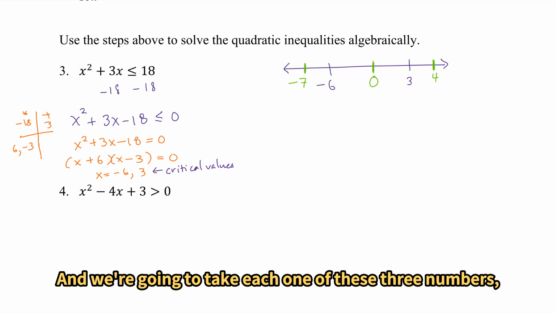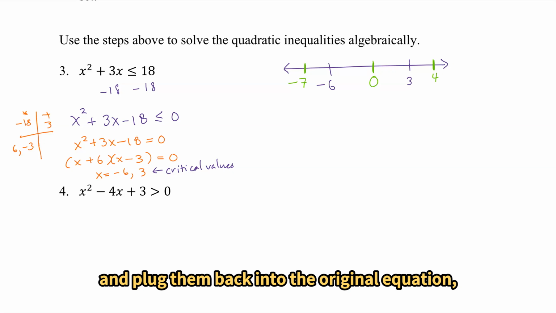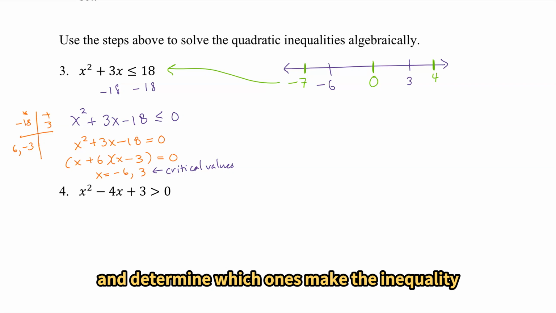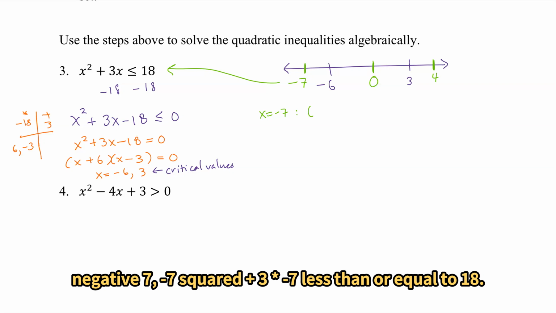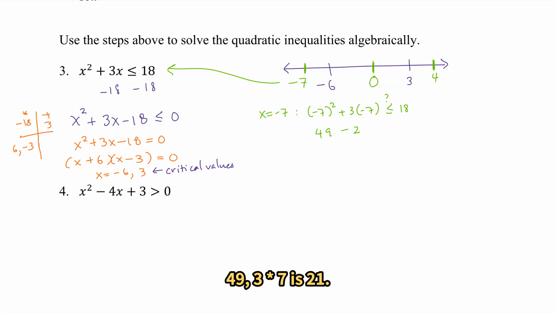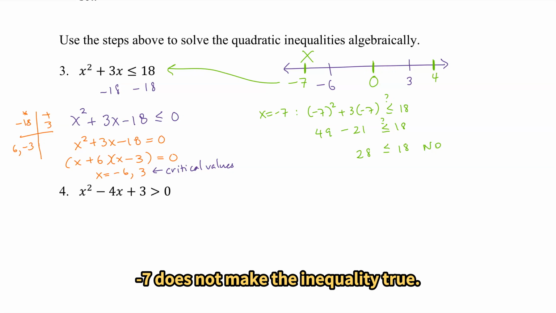And we're going to take each one of these 3 numbers and plug them back into the original inequality and determine which ones make the inequality true or false. Starting with x equals negative 7, negative 7 squared plus 3 times negative 7 is less than or equal to 18. 49, 3 times 7 is 21. 49 minus 21 will give me 28, and that is not true. Negative 7 does not make the inequality true.